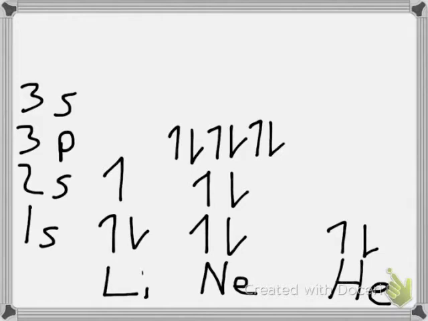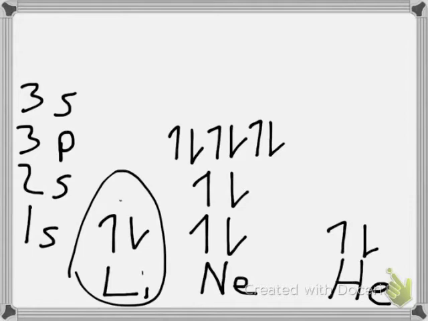So what it actually does is lithium will lose this electron to have an electron configuration that is equal to helium. So now we have lithium here with 2 electrons, and that is the same as the electron configuration of helium.